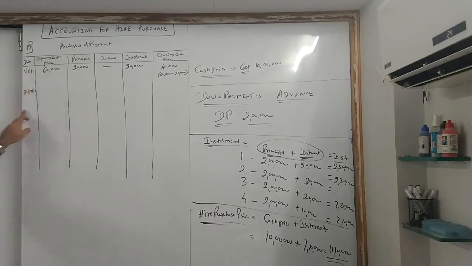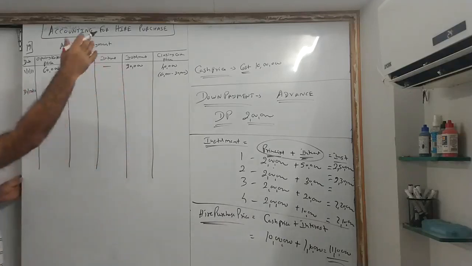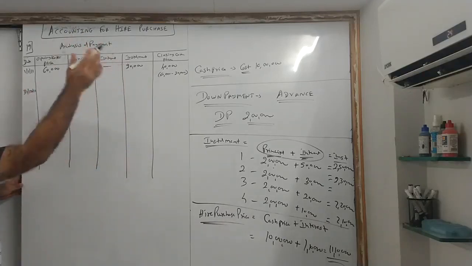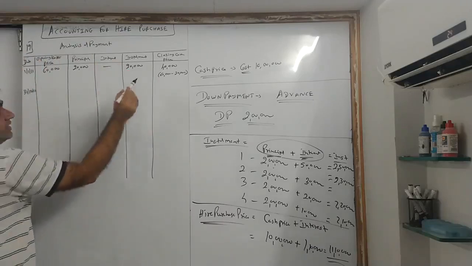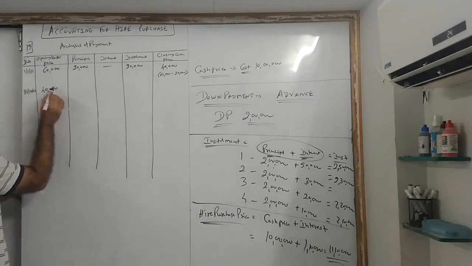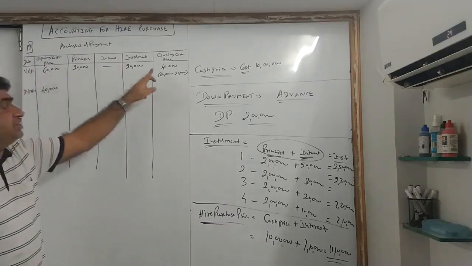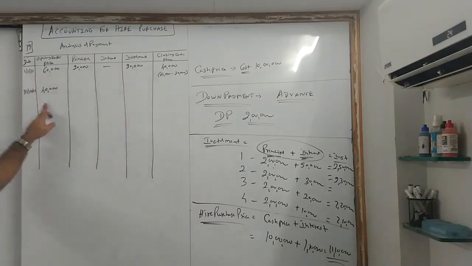After 1st Jan, the next payment is on 31st December. Closing of the previous year: how did we do it in FIFO and weighted average? Closing of previous will be opening of the current. Same way, closing of 1st Jan becomes opening on 31st December.